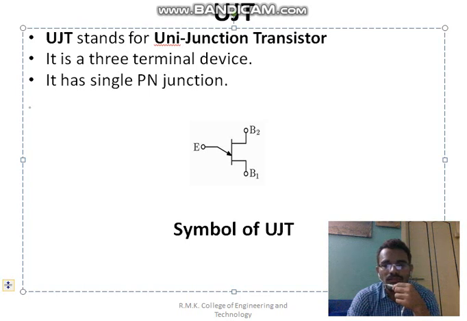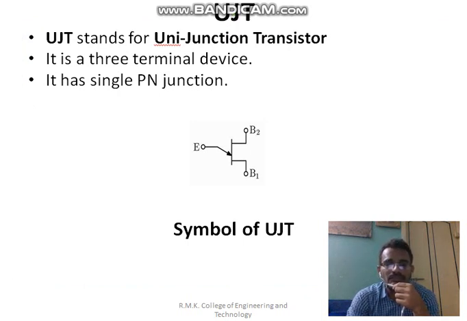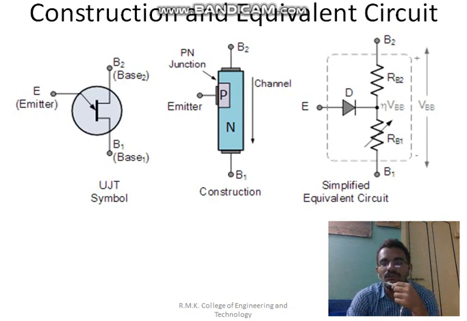So I'm repeating again. UJT is a three-terminal device where the three terminals are emitter, base 1, base 2. An important thing to remember is that the emitter arrow should be bending towards the base 1 terminal. Is that okay? Next we will see the construction and its equivalent circuit.